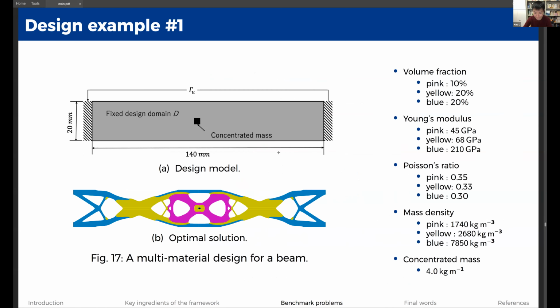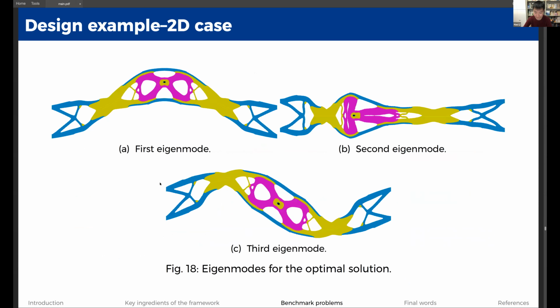Okay, in the 2D case, the left and right ends are fixed walls, and we have a concentrated mass in the center of the domain. Here is the optimal solution, which is quite physically reasonable. And here are the first, second, and third eigenmodes. From the optimal solution, we can see the stiff material is distributed at the left and right ends, where the strain energy is high, and the soft material is placed around the concentrated mass in the center.